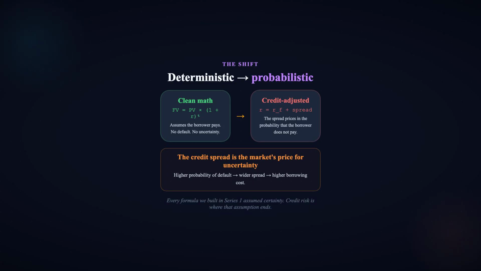This is the bridge between Series 1 arithmetic and Series 2 judgment. The formulas stay the same, but the inputs become probabilistic. And managing that probability is what credit risk is about.